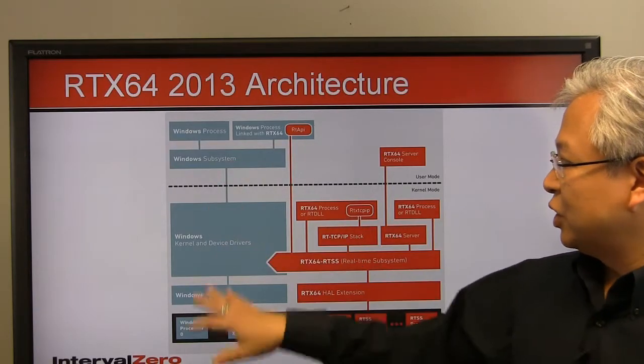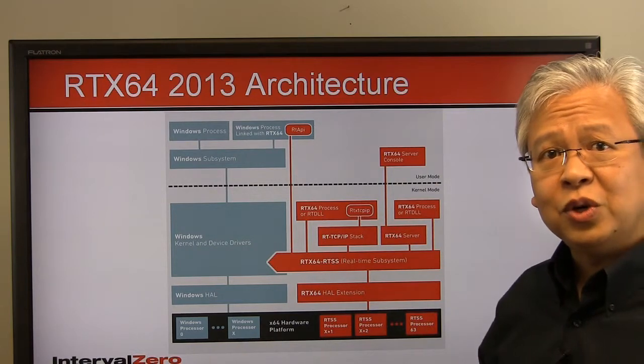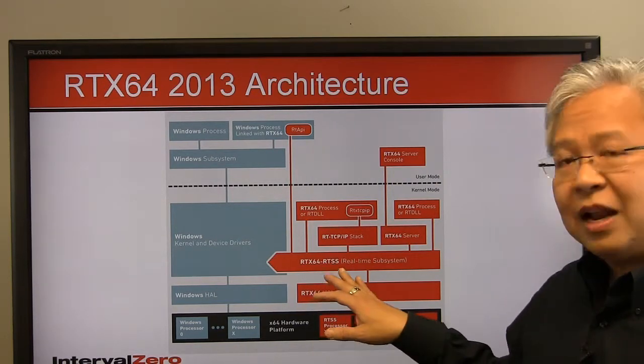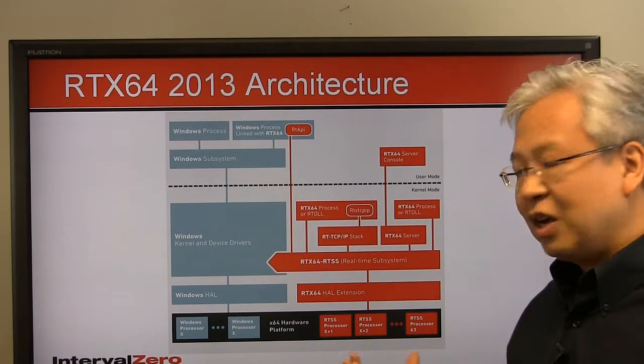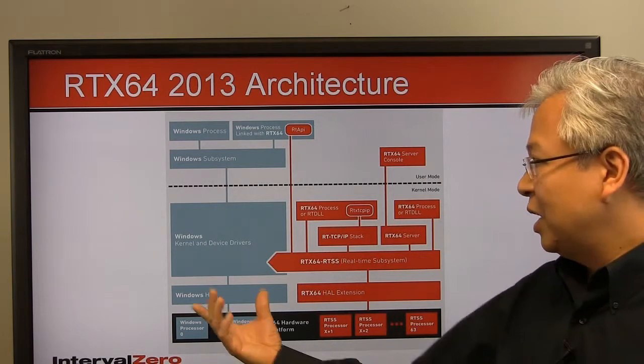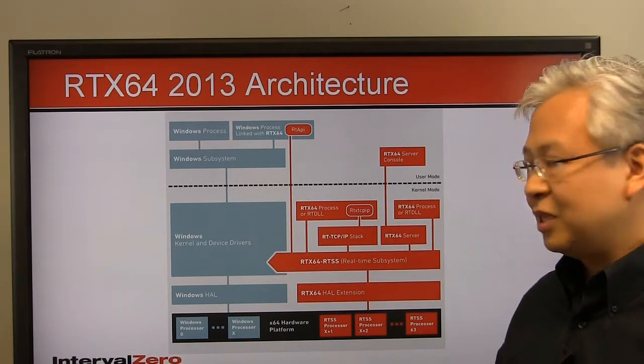So to go over just the architectural overview for those of you who are new to RTX64, we transform Windows, and in this case, Windows 64-bit, into a real-time operating system. We do that by dedicating X number of processors for Windows processing, and then we dedicate the remaining processors or cores for real-time processing under RTX. So again, we take advantage of a multi-core platform, transforming Windows into a real-time operating system.